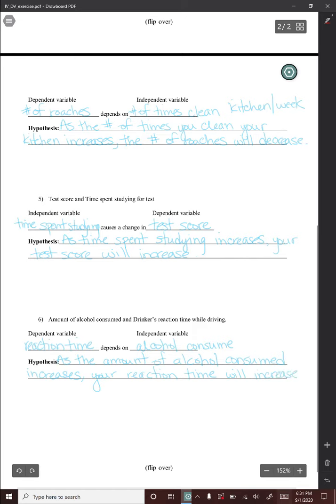So it might be tempting to say that it will decrease, but time, remember how we measure time, it gets longer and longer and longer, and so your reaction time will be slower if you've had a lot of alcohol. So the time will actually go up. You could also say your reaction time will get slower, but I think that can be confusing. So if you think about how the variable works, make a note here. As the amount of alcohol consumed increases, your reaction time will increase, meaning you will get slower when you are responding to things.